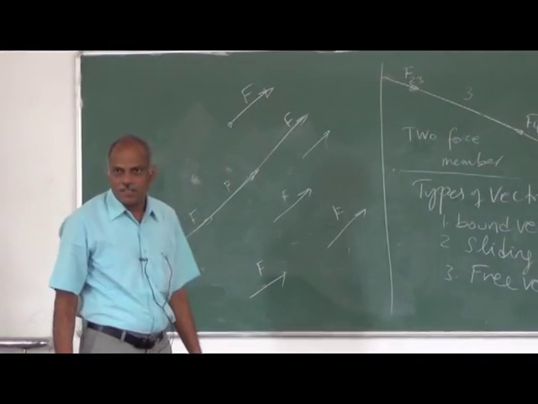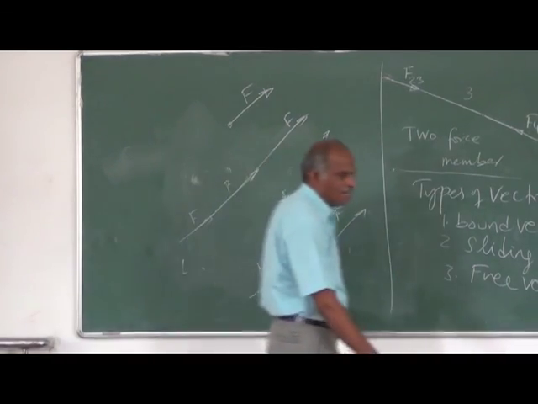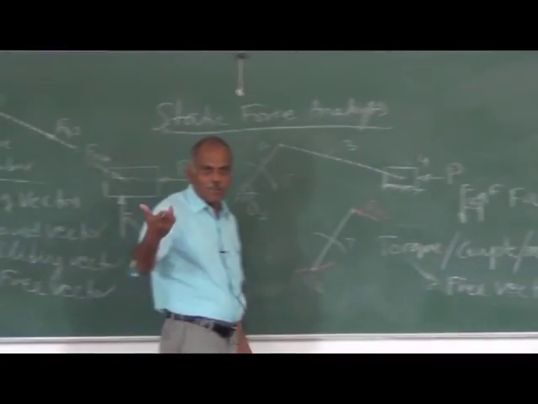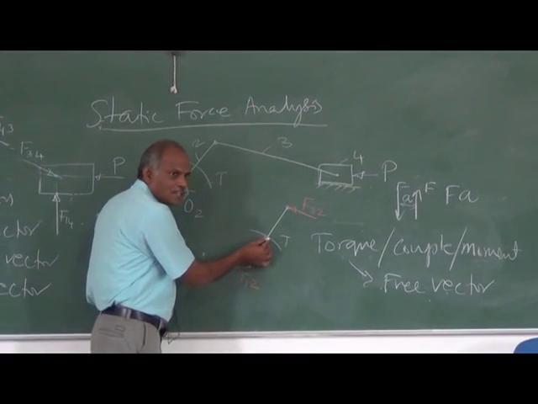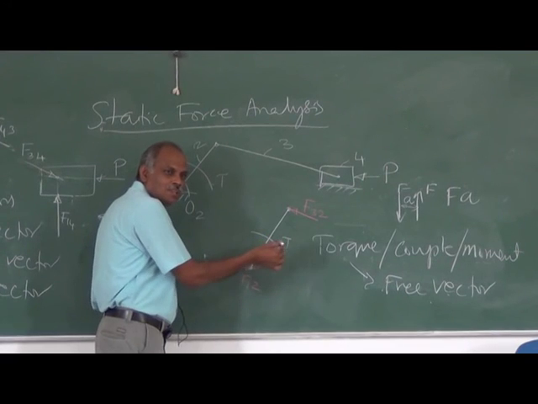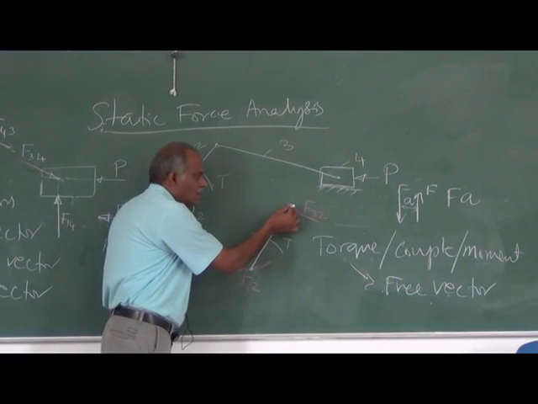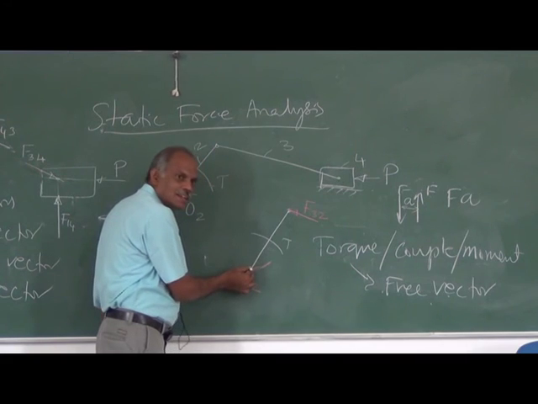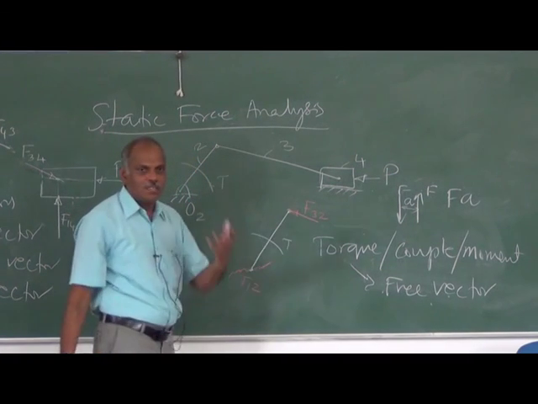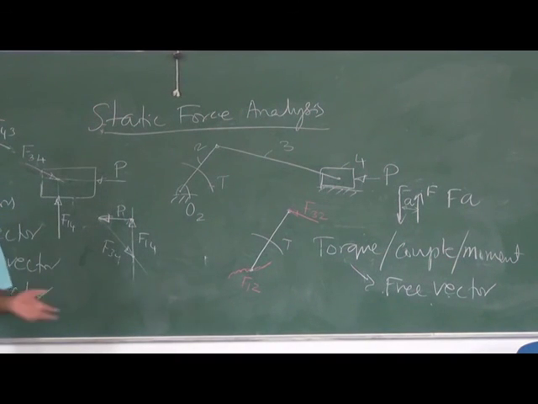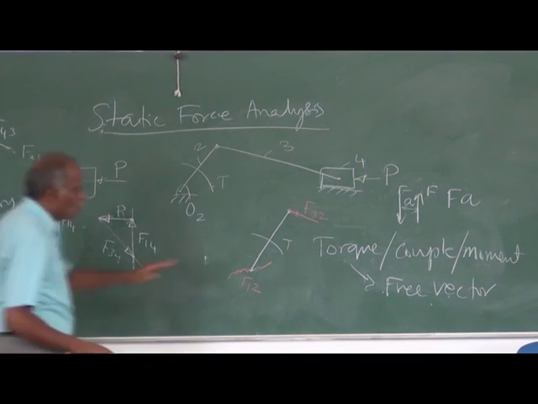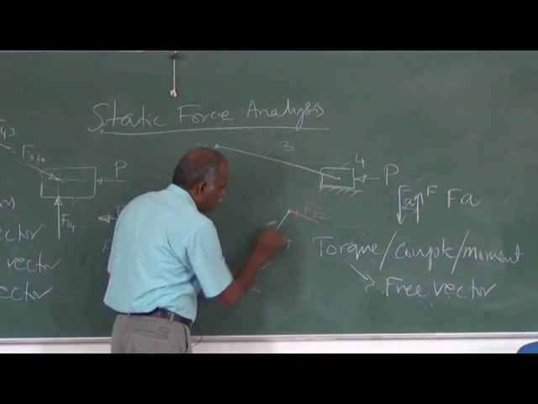Couple is a free vector. That means that it can be moved. There is no point of application. So if the couple or the torque has a direction like this, perpendicular to the plane, it can be moved here, or it can be acting here. Anywhere you move it, it is safe. It matters nothing, because couple is a free vector. So I can move this torque or the couple here.